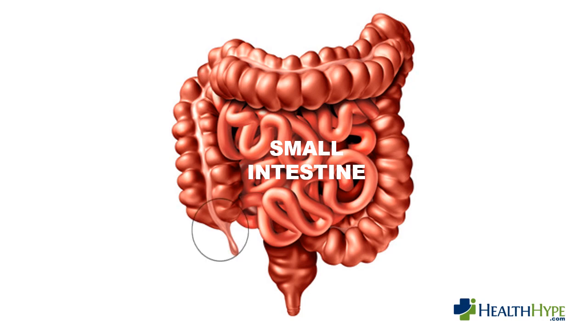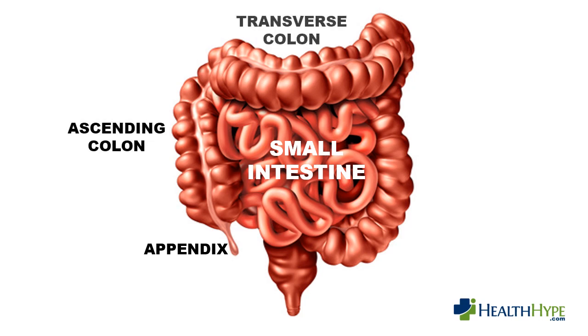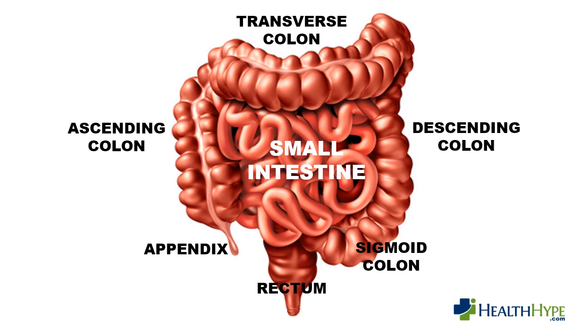It starts at the cecum, which continues from the small intestine. Attached to the cecum is a long thin pouch known as the appendix. From the cecum, the first part of the colon is known as the ascending colon. It continues into the transverse colon, then the descending colon and finally the sigmoid colon, which ends at the rectum.